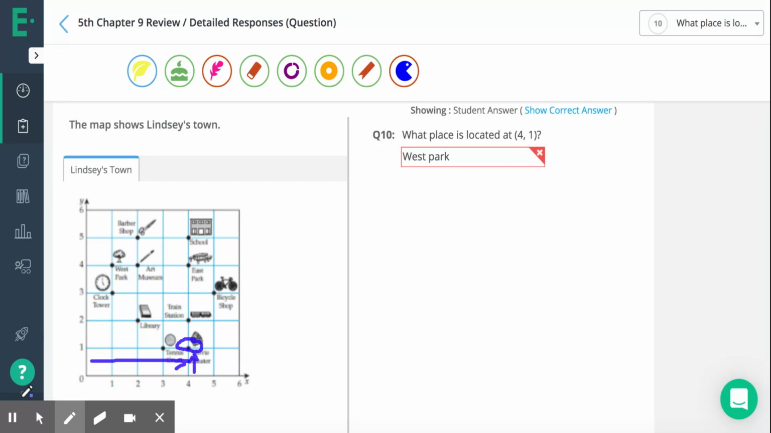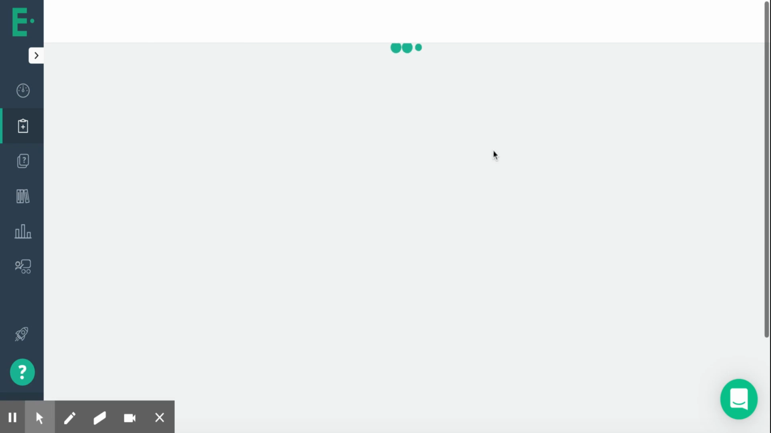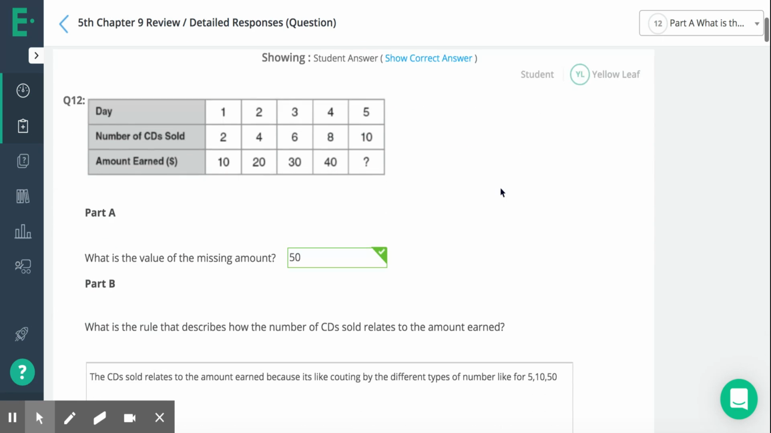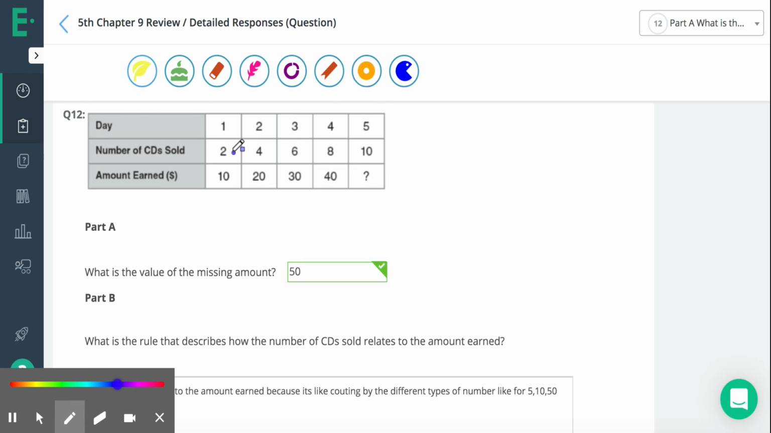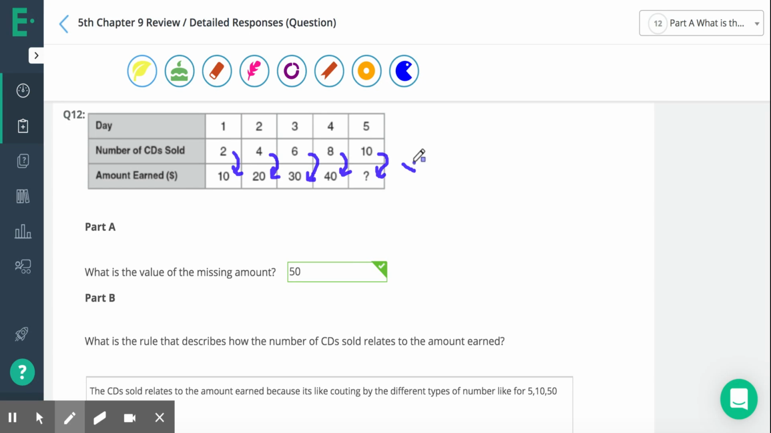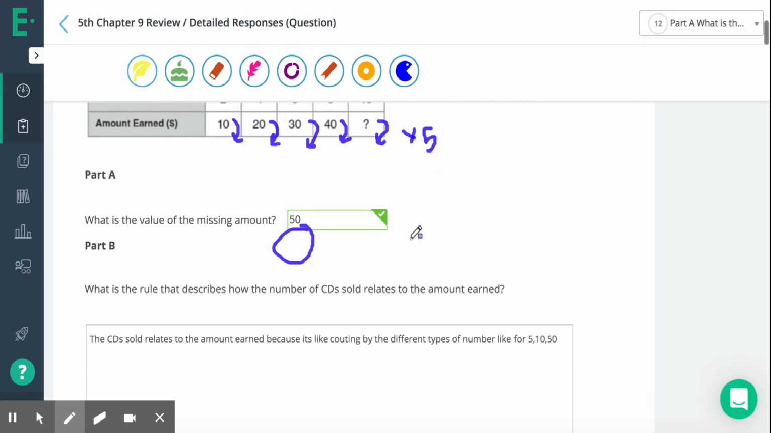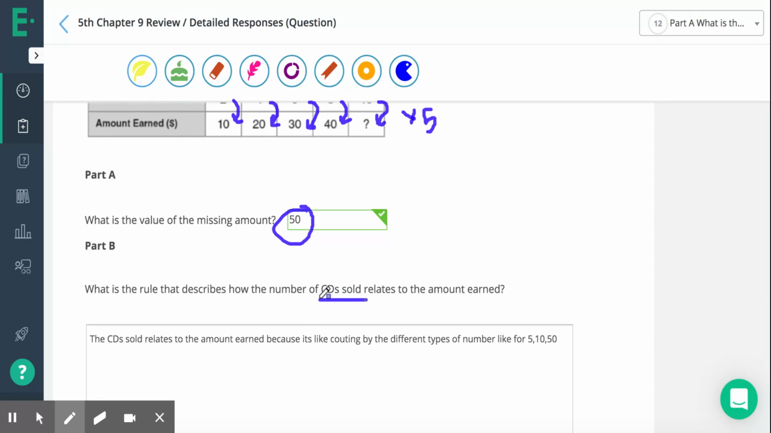All right. Lastly, our written response, looking at a table, finding the rule. Okay, so I look at my inputs and I look at my outputs in order to determine the missing value. Well, it looks like from 2 to 10, I can multiply by 5. Does it hold up? Yes. 4 times 5 is 20. 6 times 5 is 30. 8 times 5 is 40. So 10 times 5 is 50.